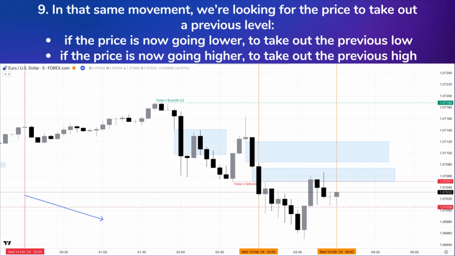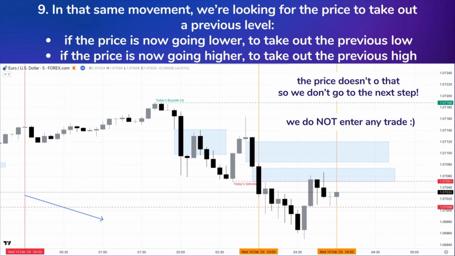And so these price movements do not justify us going to step number 10. The price simply doesn't do what we want it to be doing, and so we cannot go to the next step. And remember, guys, we do not enter any trade when we do not see what we want to see, when we do not see the step-by-step process. We simply stop there at whatever step we currently are, and we just enjoy the price movements. We do not enter any trade.